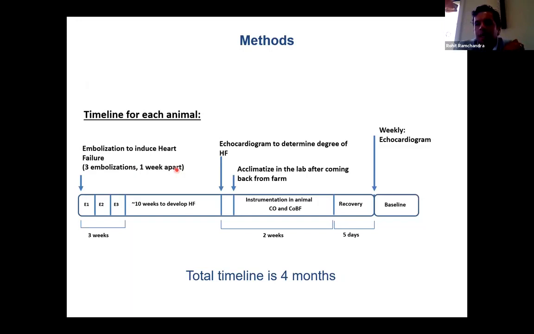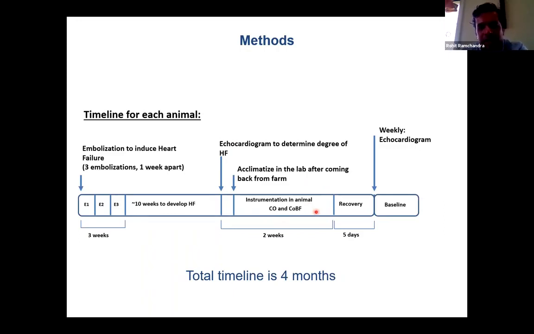In the embolization, a catheter is inserted in the coronary artery and really tiny microspheres are put into the coronary arteries that cause a diffuse heart attack. This might be repeated 2 or 3 times, so they have 2 or 3 MI episodes, or myocardial infarction episodes. Then they're given a large period of time for heart failure to develop, which we can confirm using echocardiography. Once they come back, we instrument the animal with cardiac output and coronary blood flow probes in order to answer some research questions.